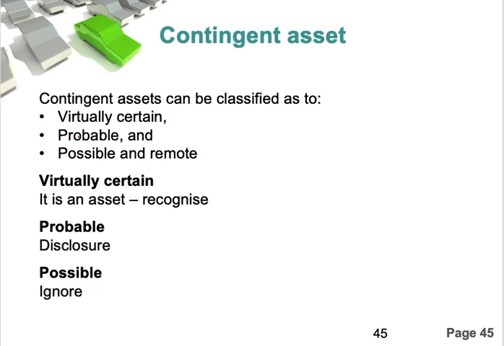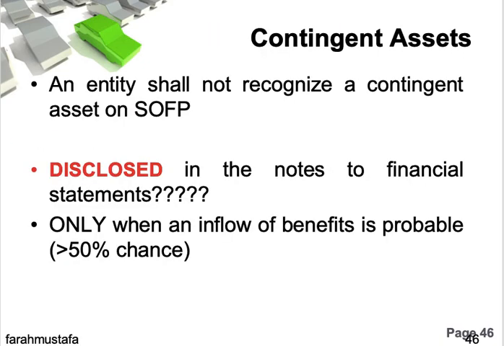Now there are different level for the contingent asset, but because I mentioned just now, it is more strict. You only recognize the asset in the financial statement when the amount that you will get is virtually certain. If it goes lower level, if it is probable that you will get the amount, then it is only disclosed. Right, and if it is possible, then you will ignore. So that's the condition for asset.